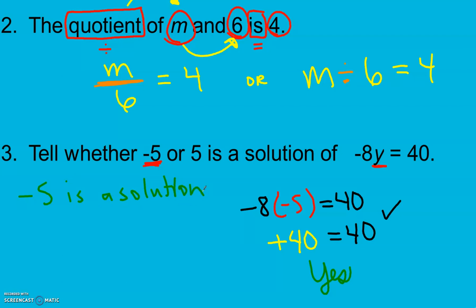Now I'm going to check 5. I'm going to plug it in for y. Make it a +5 here. Positive times a negative gives me a -40. -40 does not equal 40, so here we get no. 5 is not a solution.